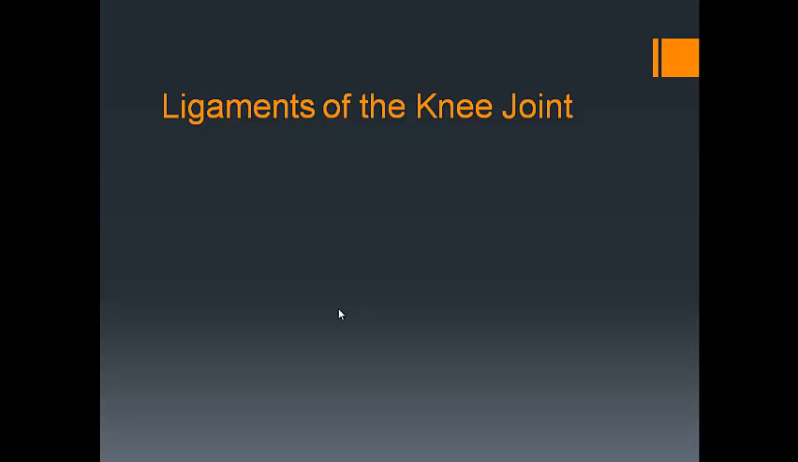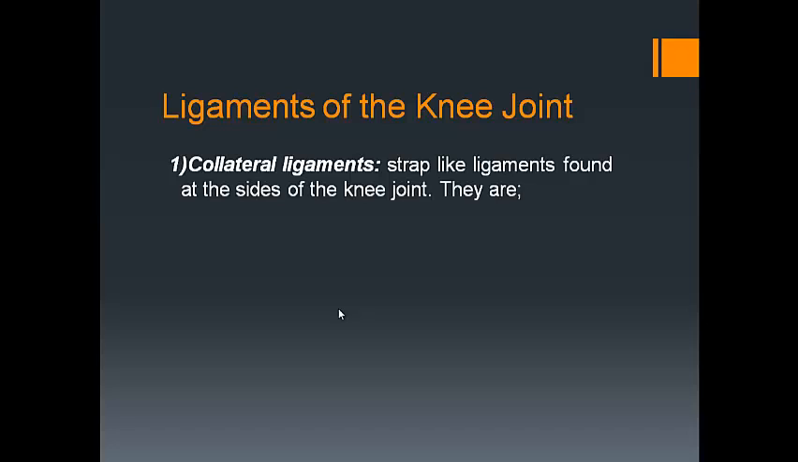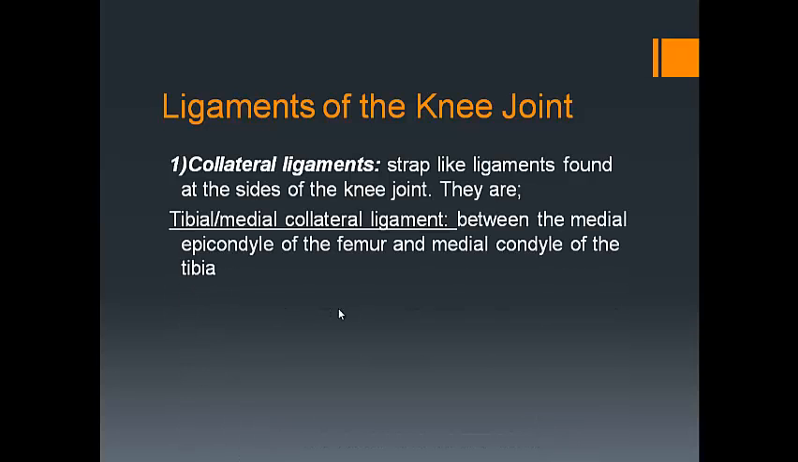Moving on to look at the ligaments of the knee joint. Remember, these are rope-like structures that attach between the bony components of the joint. We have what we call collateral ligaments, okay? And these are strap-like ligaments that are found at the sides of the knee joint, okay? So they're going to be found on the medial and lateral sides. These are called the tibial collateral ligament. You can also refer to it as the medial collateral ligament.